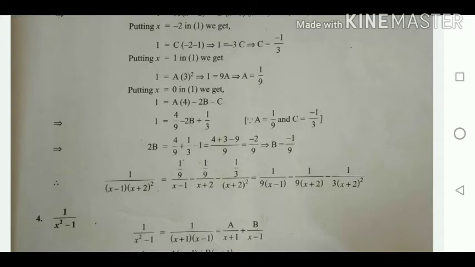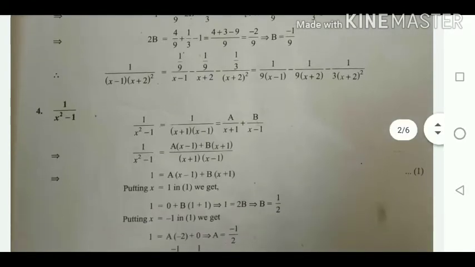Now substitute these values in the question, that is 1 by x minus 1 into x plus 2 whole square equal to a by x minus 1, where a equal to 1 by 9. So the answer becomes 1 by 9 into x minus 1 minus 1 by 9 into x plus 2 minus 1 by 3 into x plus 2 whole square.